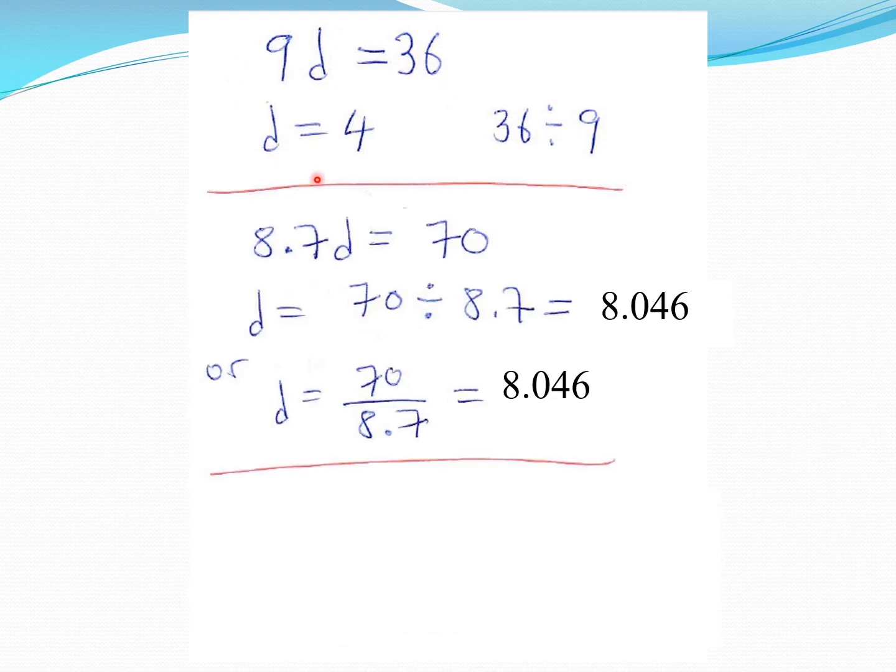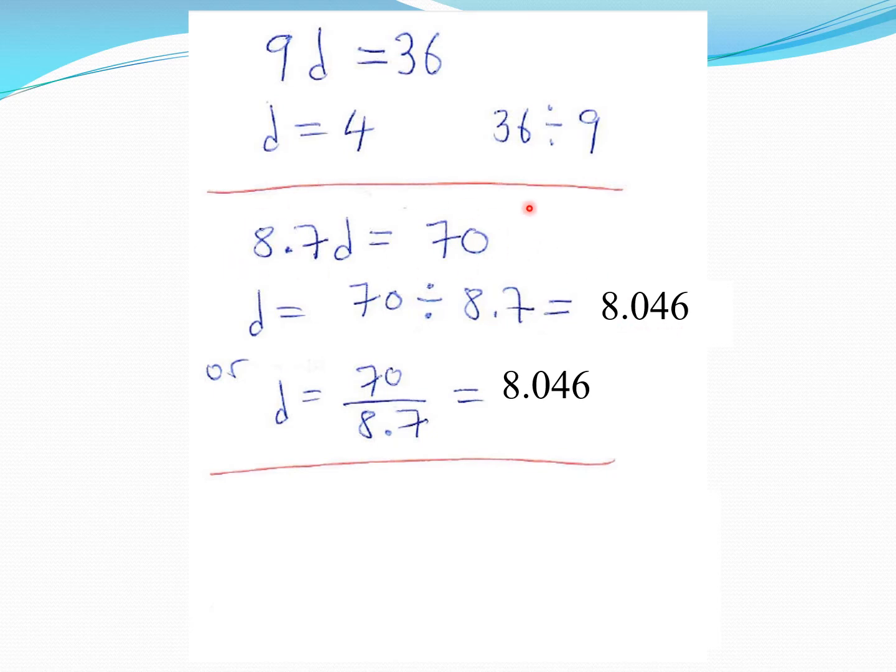If we take another one. Now that one there was obvious. You knew by looking at it nearly. 9 times 4. But what happens when you have 8.7d equals 70? We can't do this in our head. So you get the calculator out. So d equals, we divide both sides by 8.7. So d equals 70 divided by 8.7 equals 8.046.